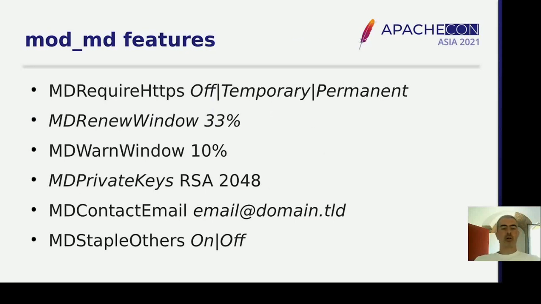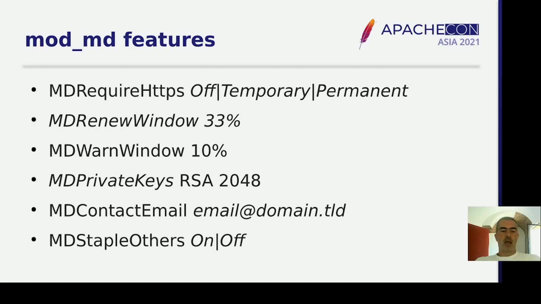Some more features that can be interesting, and that other ACME implementations don't have. One important one is MD requires HTTPS, which could be off, temporary or permanent. That means that, for example, you can define that a website must be accessed using HTTPS, and by setting MD requires HTTPS permanent, there will be an automatic redirect from HTTP to HTTPS without the need to specify mod_rewrite rules.